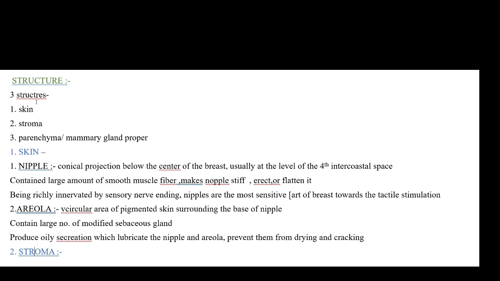Second part is areola. It is a circular area of pigmented skin around the base of the nipple. It contains modified sebaceous glands, which produce an oily secretion that helps in the lubrication of the nipple and areola, protecting them from drying and cracking.